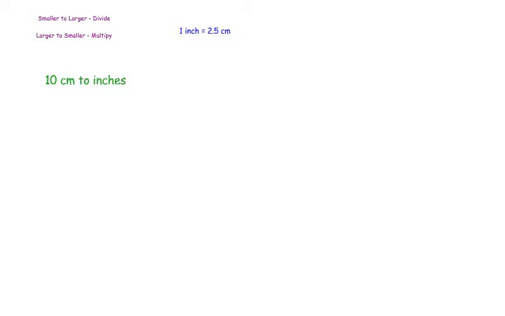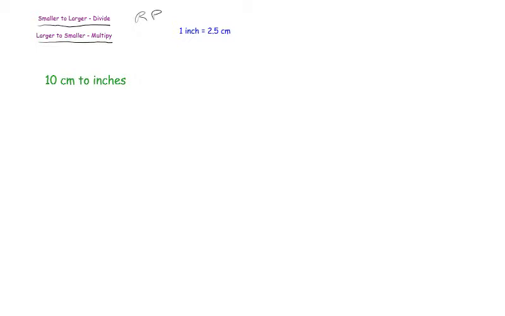We're going to be converting centimeters to inches. So there's two ways we can do this. We can either remember the rule of when you are going from a smaller number to a larger number, you divide, and when you are going from a larger number to a smaller number, you multiply, or we can do ratio and proportion. So I'll do both ways.